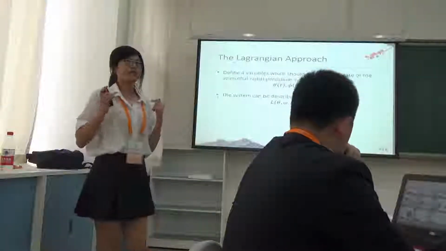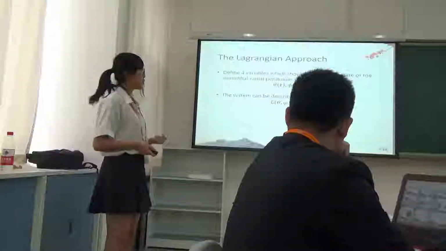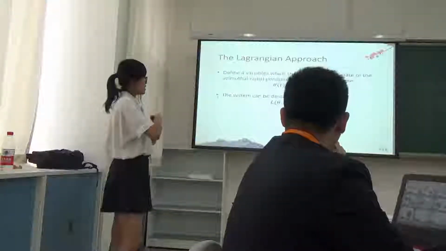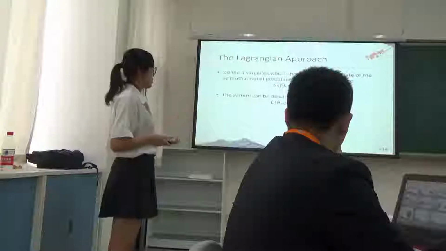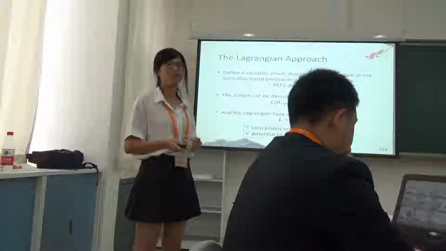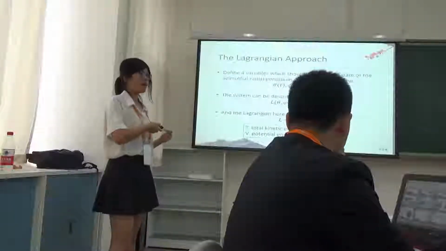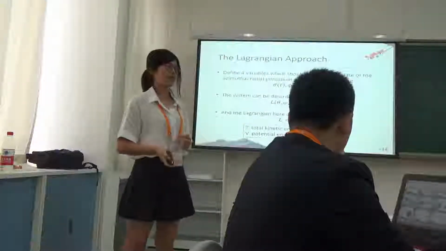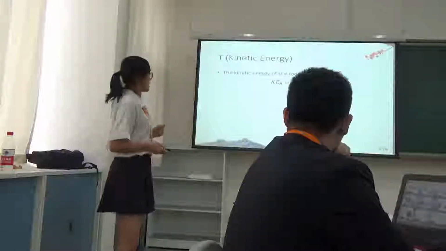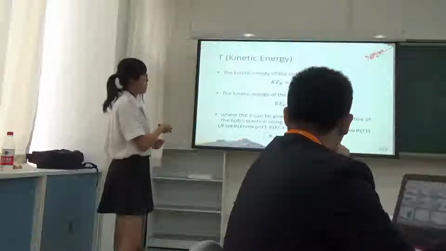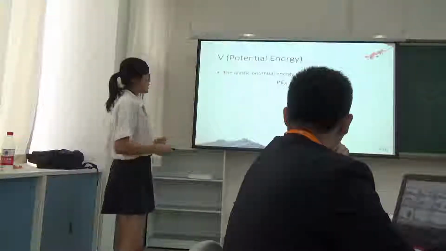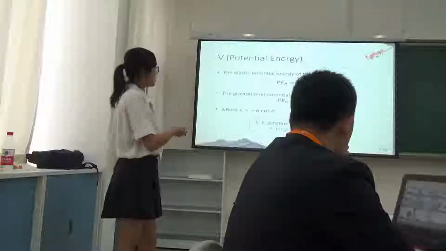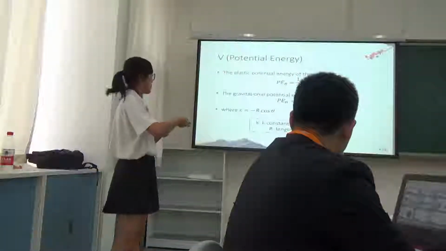And here I use the Lagrangian approach. First, I define the variables theta, phi, and delta, which depend on time, and so the system can be described by these variables. The Lagrangian can be defined as L equals T minus V, where T is the total kinetic energy and V is the potential energy of the system. For the kinetic energy, I consider that of the rod and also that of the bob. And for the potential energy, I consider the elastic potential energy of the rod and also the gravitational potential energy of the bob.